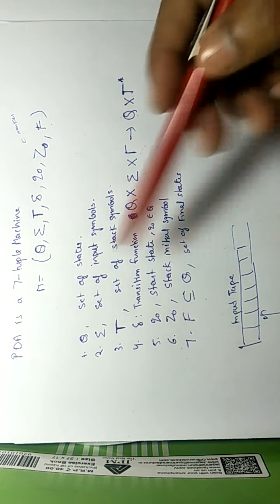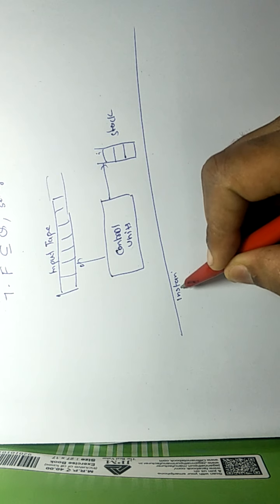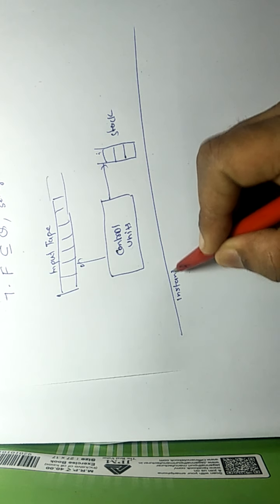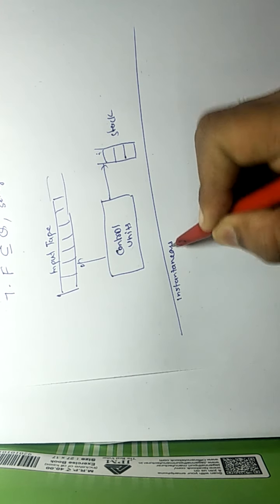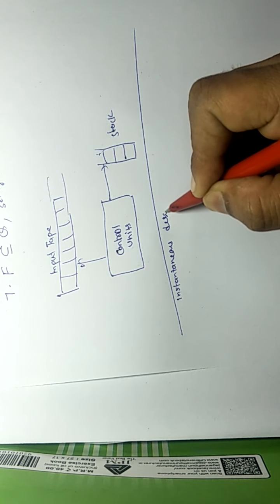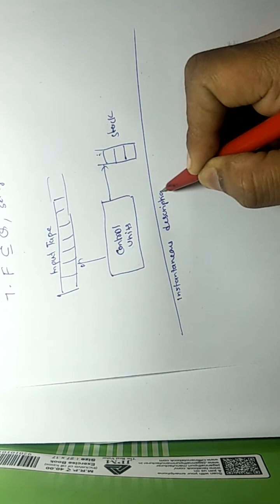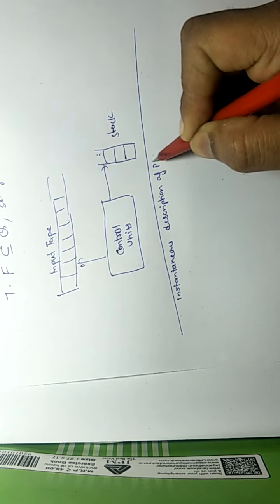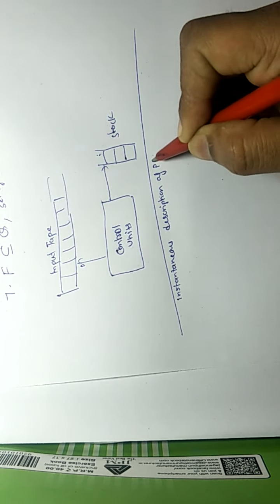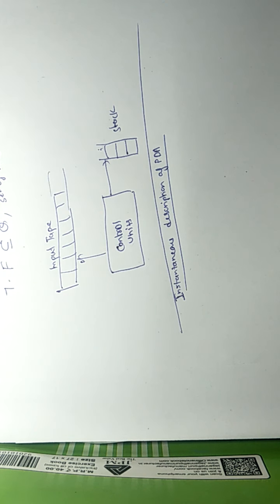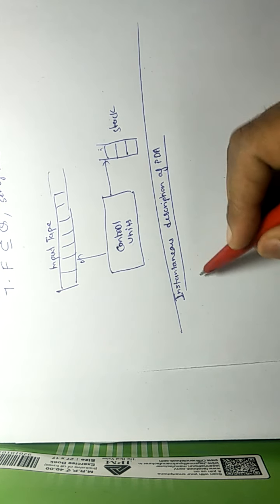Now look at the instantaneous description of PDA. Sometimes it can be asked in 2 marks. Describe the instantaneous description. It means that at some time, how the PDA looks.